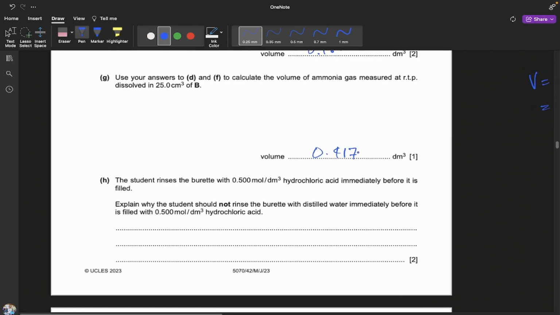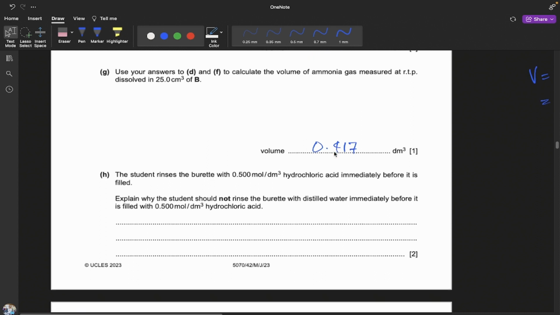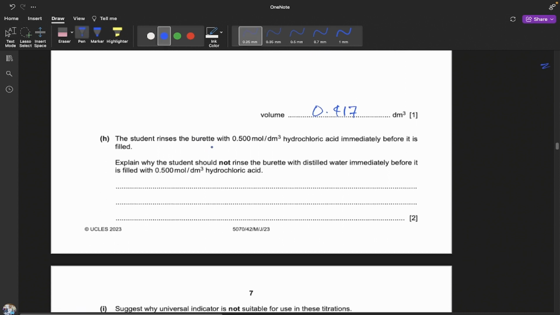Okay, you can write the answer as 0.417. Yeah, that's enough. The student rinses the burette with 0.5 mole per decimeter cube of hydrochloric acid immediately before it is filled. Explain why the student should not rinse the burette with distilled water immediately before it is filled with the hydrochloric acid.